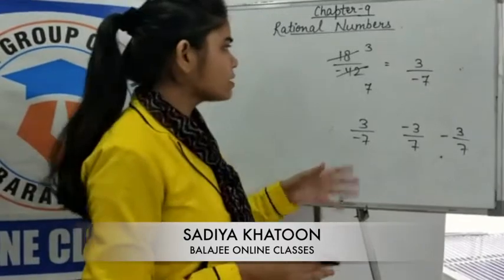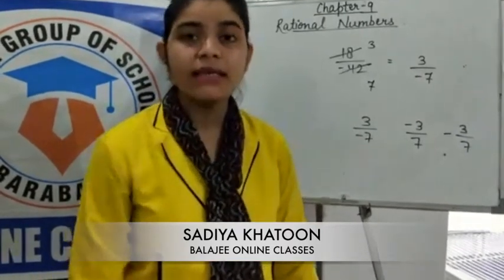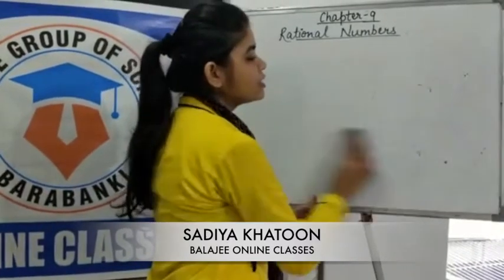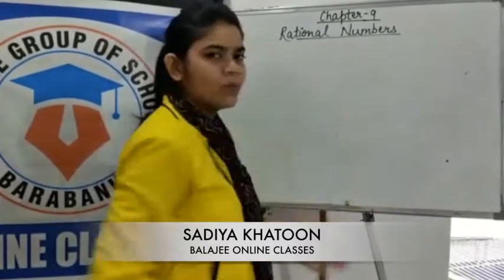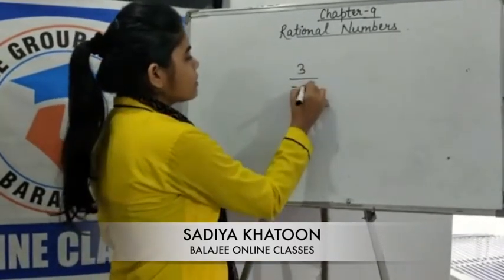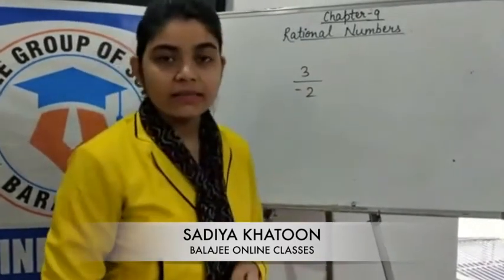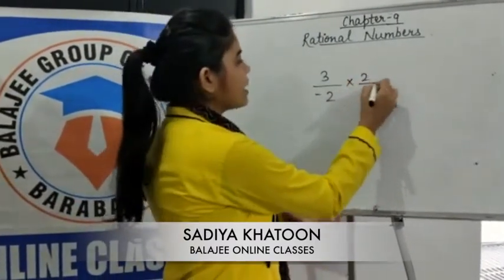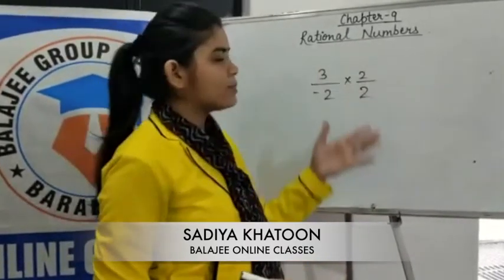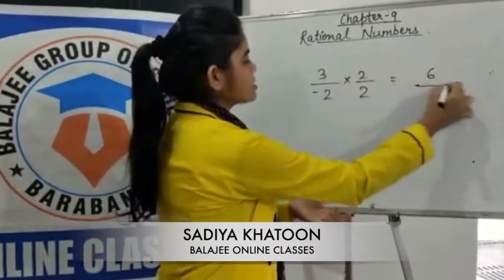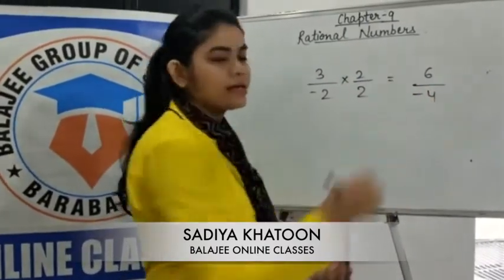Okay? The next is, if you have to write the equivalent rational numbers. If you are having one rational number and you have to write 2 or 3 equivalent rational numbers, then how are you going to write? 3 upon minus 2. For example, I have taken this. So how will you write the equivalent? You have to multiply the numerator and denominator with the same number. Suppose I am multiplying it with 2. So what will you get? 3 2s are 6 and 2 2s are 4. And the minus sign is also there.